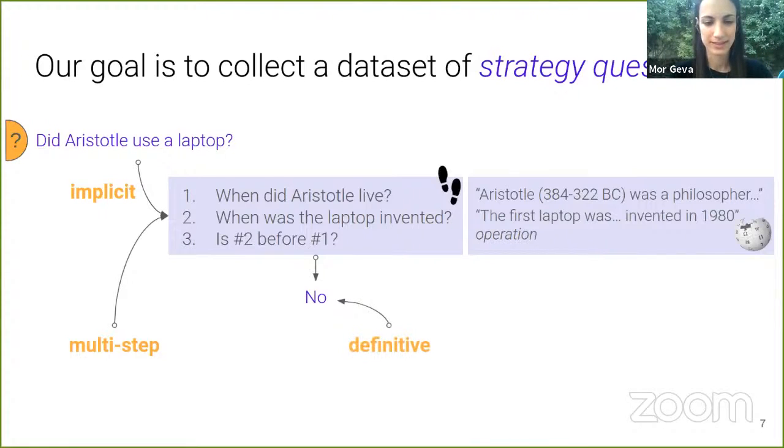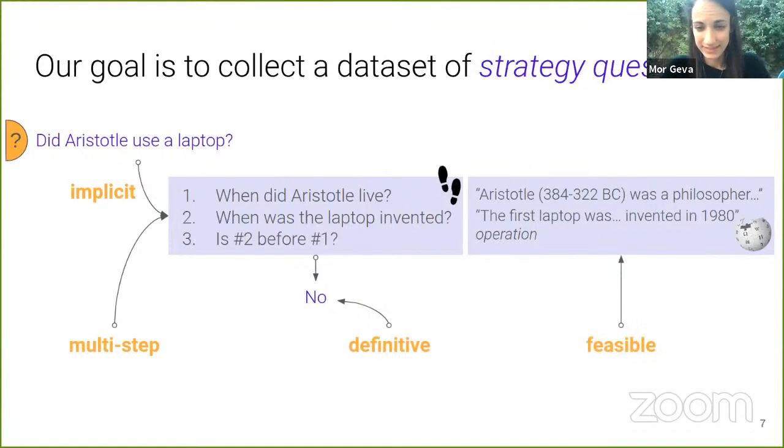Another important property is we want questions with a definitive answer, or at least a very likely one. We've noticed that there's a big class of questions that fulfill the first two properties of implicit and multi-step. These are opinionated questions like, does chocolate taste better than vanilla, for example? You could argue for and against each of the possible answers, and the reasoning will be implicit and multi-step. But there's not just one correct answer to this question. So in this project, we wanted to focus on questions with a definitive answer.